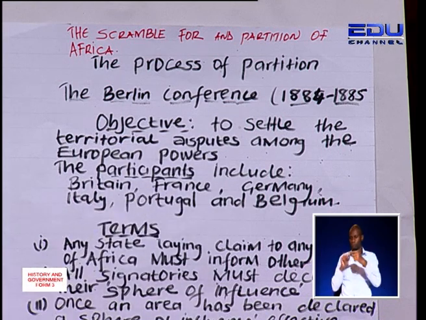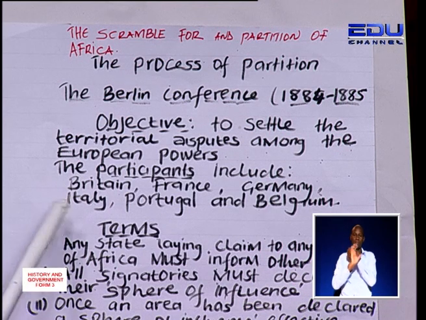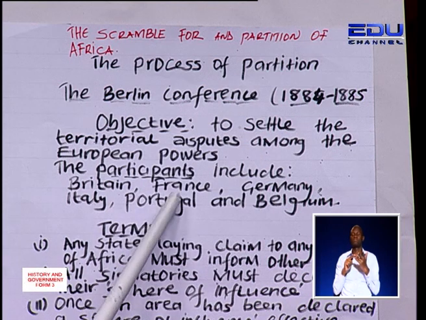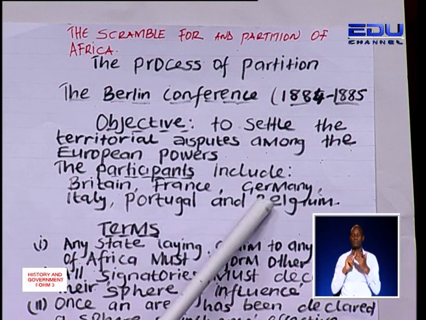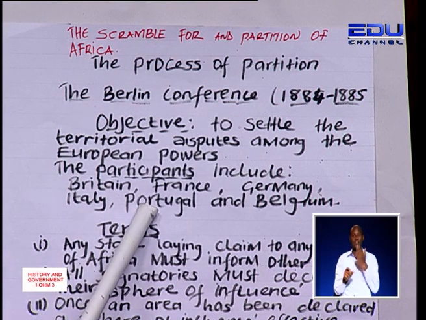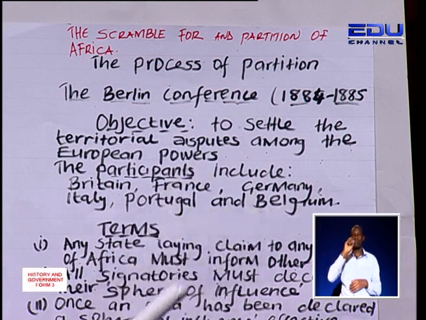And who participated in this conference? One, we find Britain was there. These are the European powers. There was France, there was Germany, there was Italy, Portugal, and Belgium.